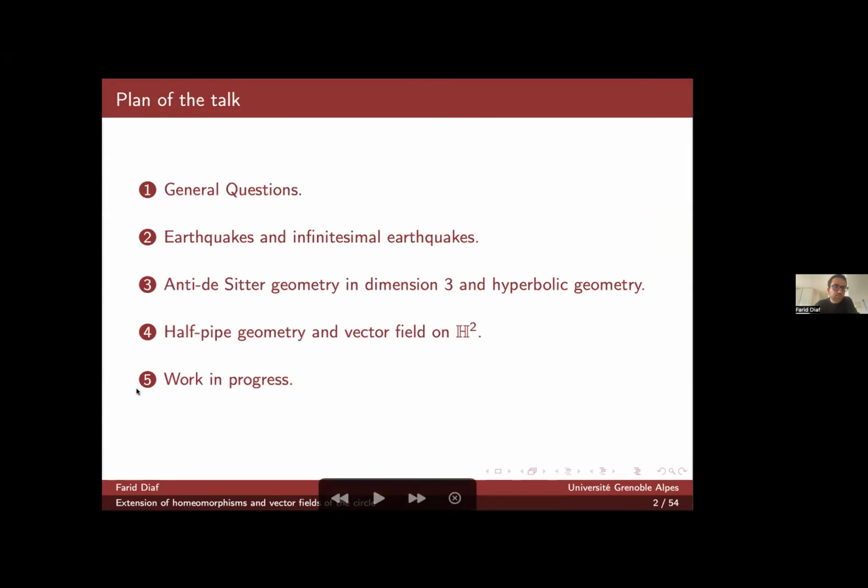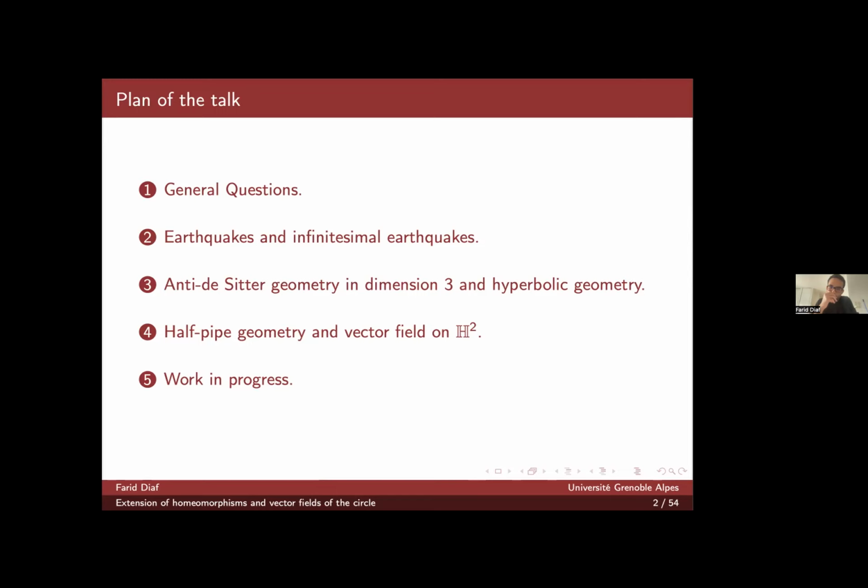So this is the plan of the talk. I will start by stating general questions, and then I will spend a little time to talk about earthquakes and infinitesimal earthquakes. And then I will explain to you the Mess proof of Thurston's earthquake theorem by introducing the anti-de Sitter geometry. So this, I think, will be the first part.